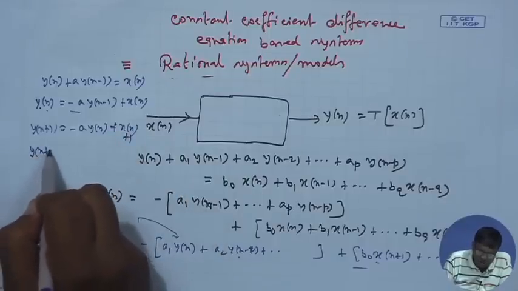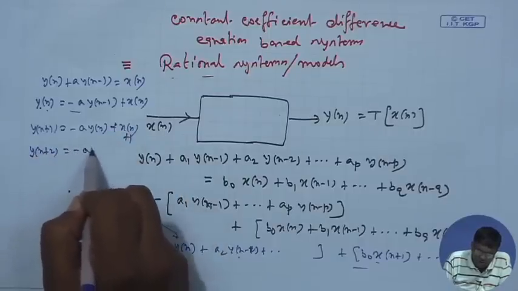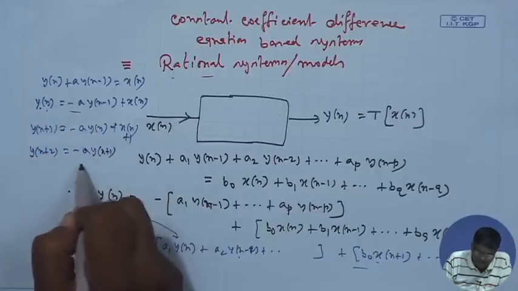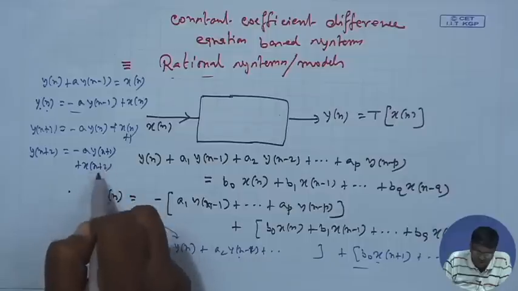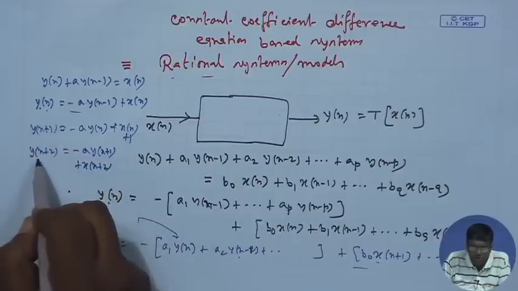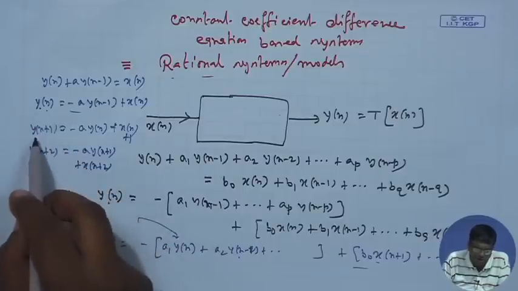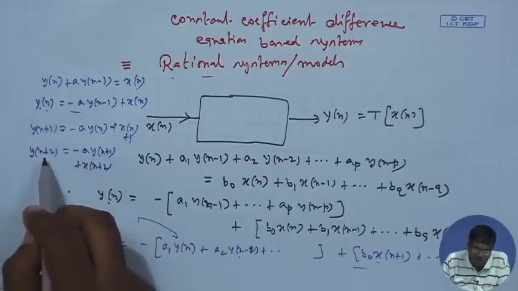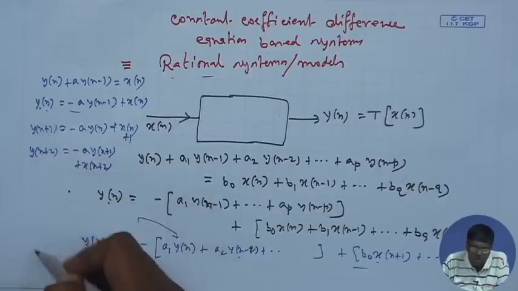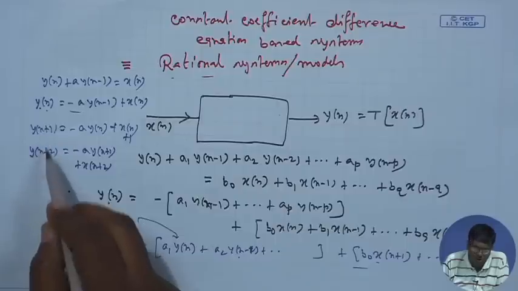Then go to y n plus 2, it will be minus a, one index less, so y n plus 1, plus x n plus 2. The current input is known, y n plus 1 already obtained. So, y n plus 2 is known, and this way. So, from y n you get to know y n plus 1. y n plus 2 uses y n plus 1, which is computed already. So, recursively you go forward from y n to y n plus 1, y n plus 2 like that.